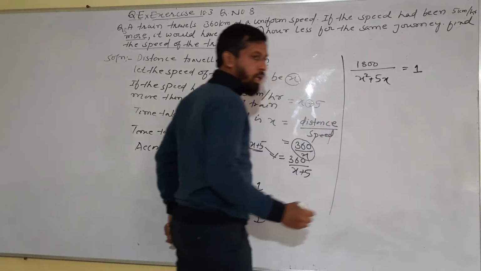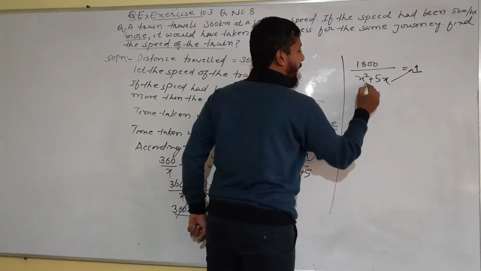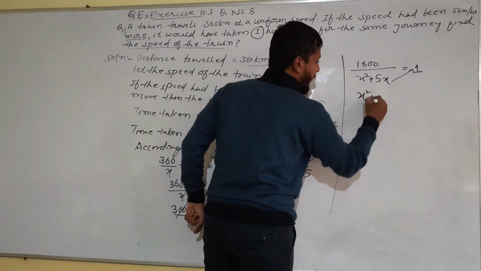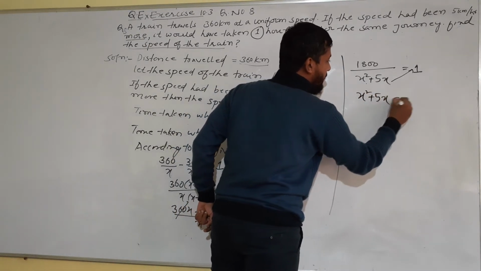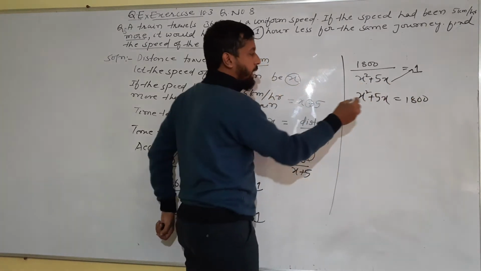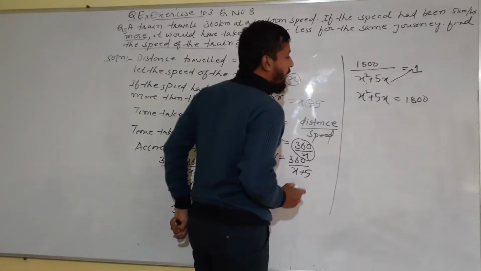Now multiply this value on the right hand side. Anything into 1 is anything. X square plus 5x is equal to 1800 as it is. We just cross multiply x square plus 5x into 1. That will be as it is.